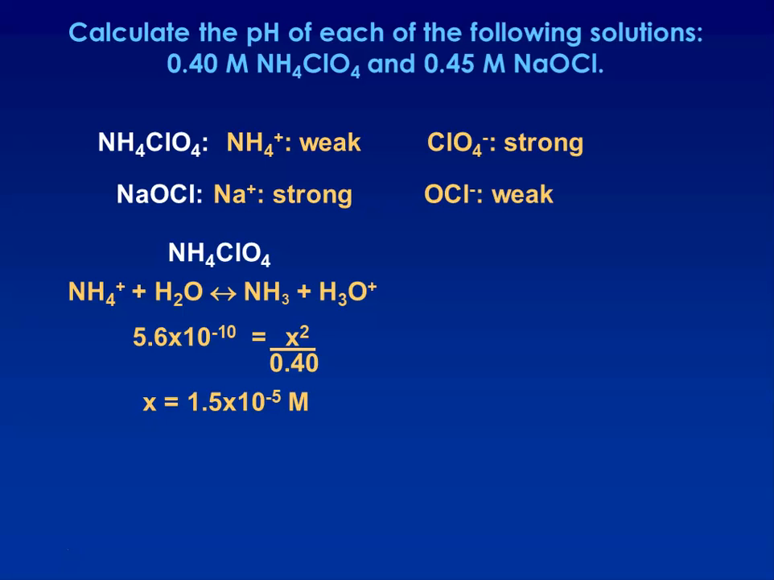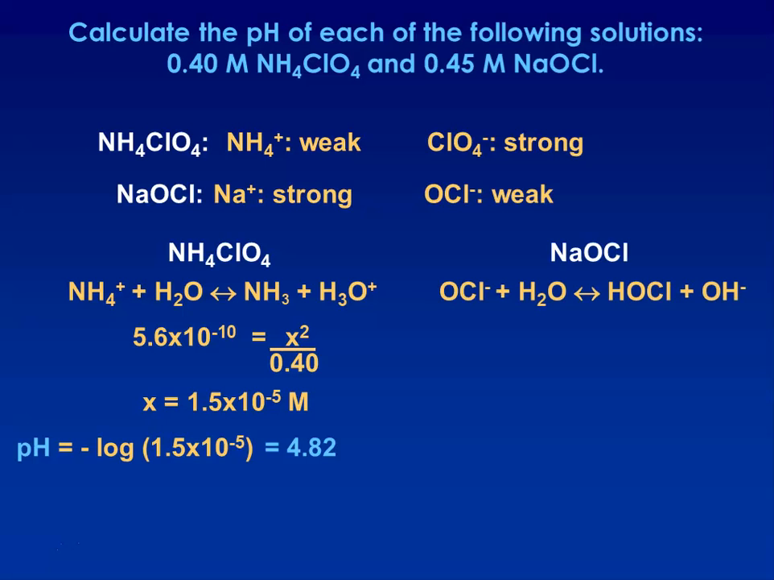I feel quite confident in saying that that's going to fall well below the 5% rule, but that x is giving me my hydrogen concentration. So if I take the negative log of that hydrogen concentration, I get that my pH will be 4.82. If I look at NaOCl, and I focus on the OCl minus ion, we know that when that is added to water, it cannot donate protons. Again, this is going to be a basic salt.